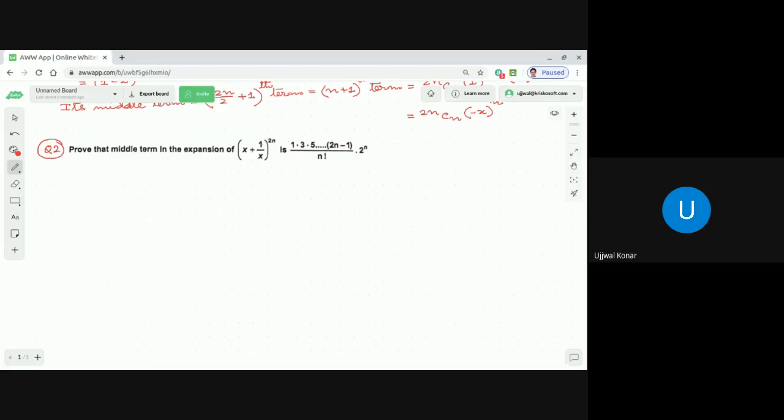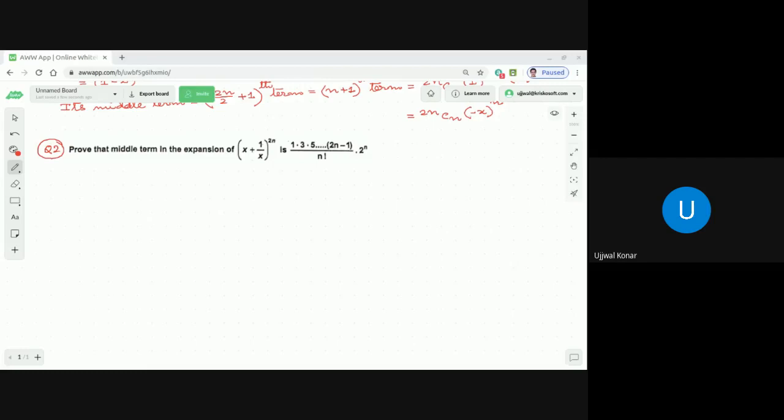Prove that the middle term in the expansion of (x plus 1 by x) power 2n is 1 into 3 into 5 in that way up to 2n minus 1. Means you see the numerator is actually the product of the first n odd numbers up to 2n minus 1, divided by n factorial into 2 power n. We can work together to solve it. Now, first, I want to make it interactive, dear students. You need to be interactive, because we are having online classes, so interaction is more meaningful here.